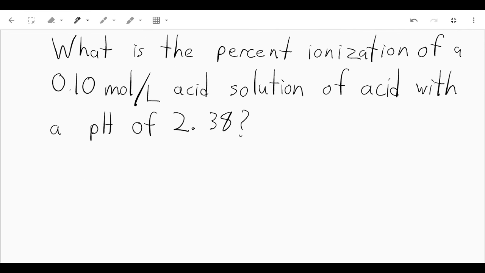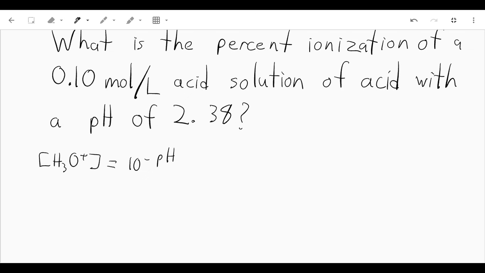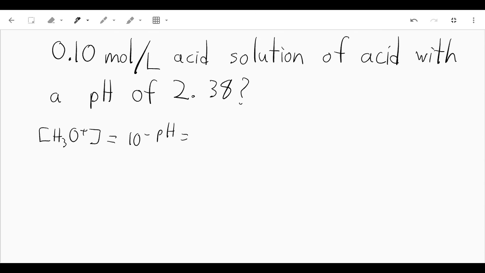In our second sample problem, we're asked what is the percent ionization of a 1/10 of a mole per liter solution of acid with a pH of 2.38. This one's also fairly straightforward, but we need to do some pH calculations first. So we know that we need hydronium ion concentration for this. The hydronium ion concentration will be 10 to the negative pH.